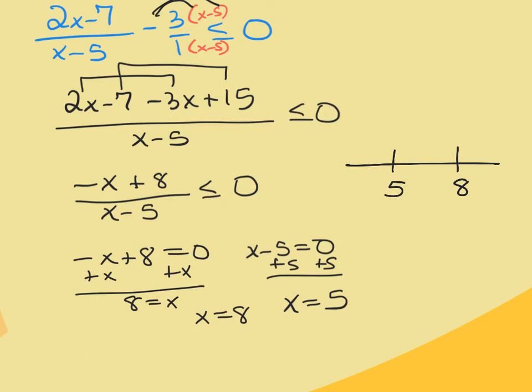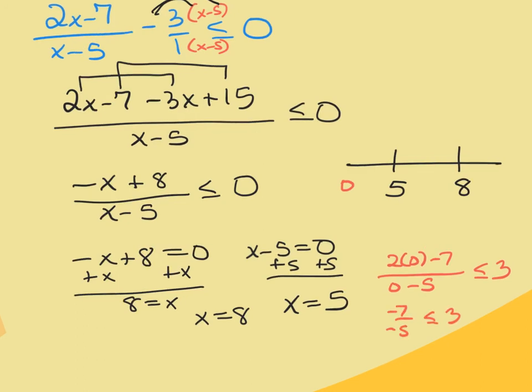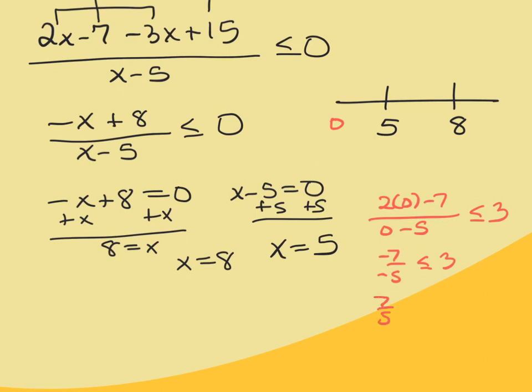My 0 is located way over here on the left side, so I can go ahead and plug in the 0. So 2 times 0 minus 7 over 0 minus 5, less than or equal to 3. -7 over -5. Negative divided by a negative is a positive. But this still is just 1 2/5, which is less than 3. So this is true. So this section, where the 0 is, gets a check. Then x, then check.